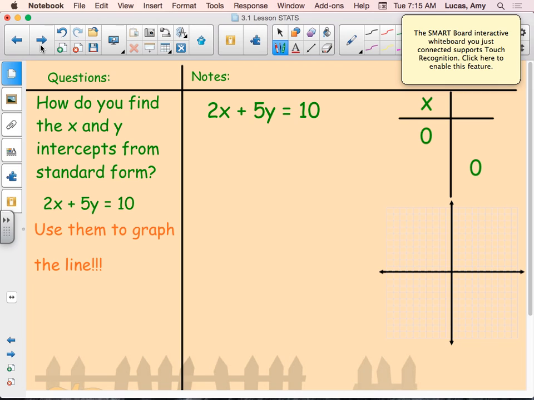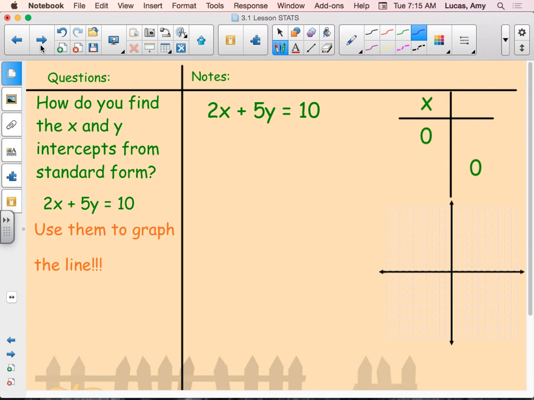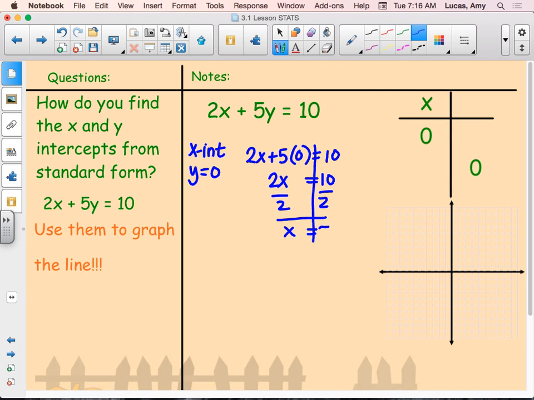Okay, now our last skill. Without a table, without looking at a graph, find the x and y intercepts from this equation and use them to graph the line. Well, we already found out that to find an x-intercept, we would plug in 0 for y. And to find a y-intercept, we plug in 0 for x. So I'm going to start with the x-intercept. So that means y equals 0. So I'm going to take my equation and put a 0 where the y is, like this, and then solve it. 5 times 0 is 0, so 2x equals 10, divide by 2, and x equals 5. So in my little T-chart, I can put x equals 5.